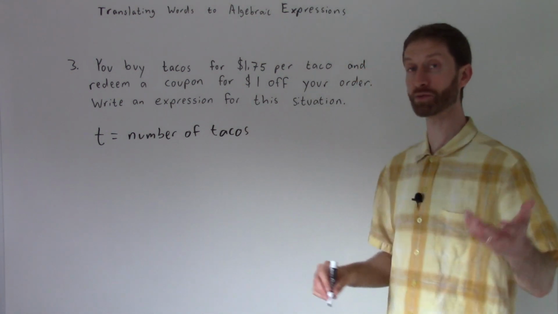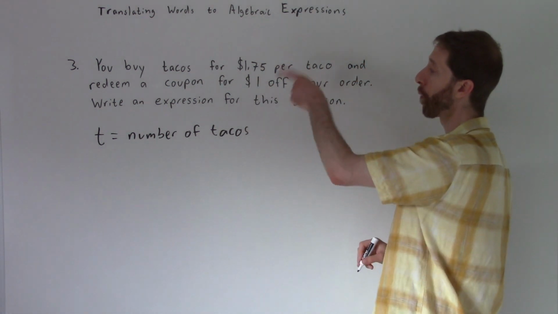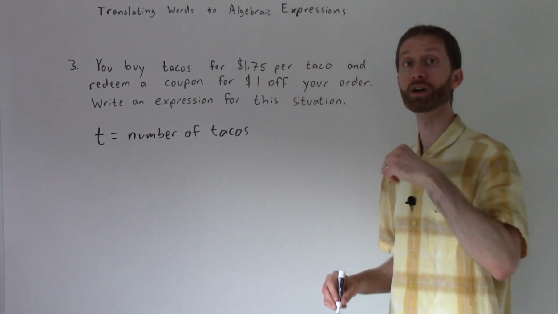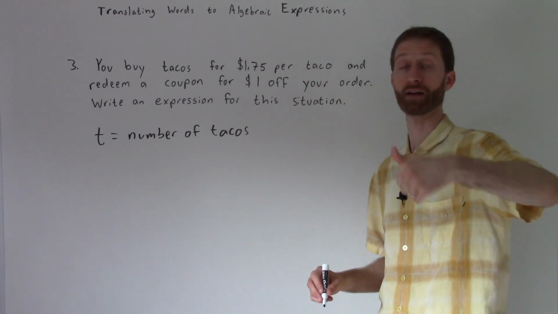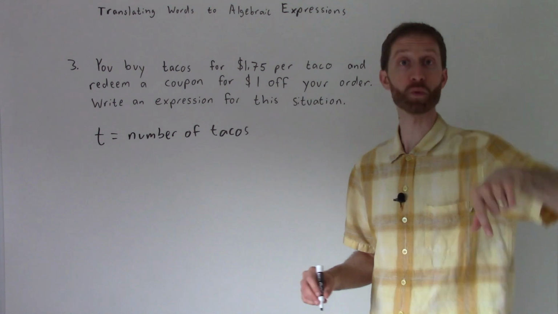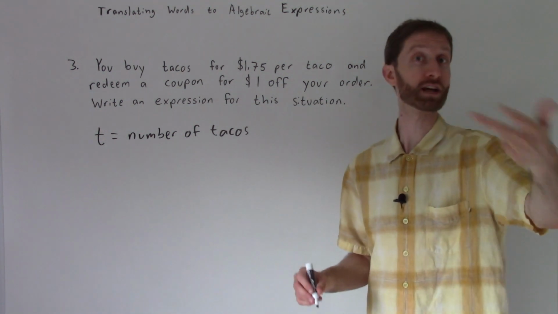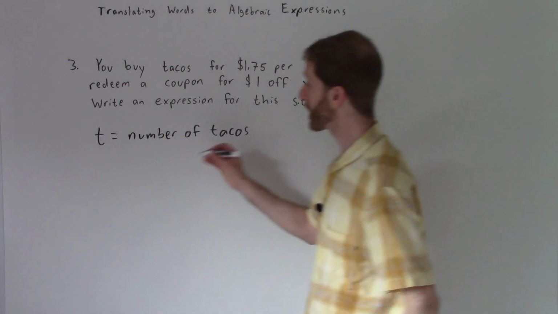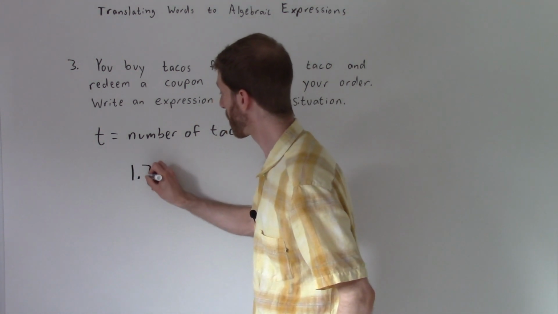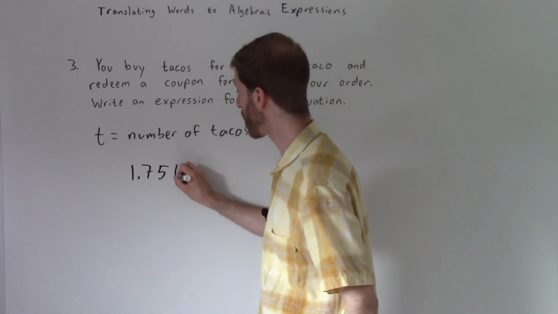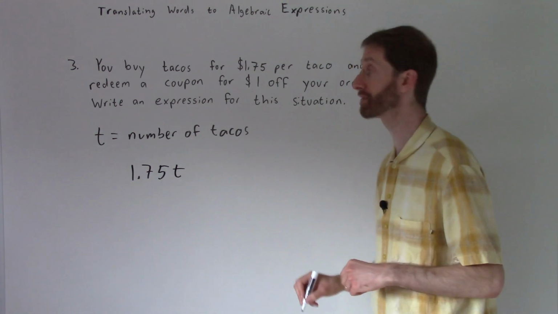Now let's translate as we read. It says you buy tacos for $1.75 per taco. So I buy one taco, it's $1.75. 2 tacos, 2 times $1.75. 3 tacos, 3 times $1.75. So I'm going to take $1.75 and multiply that by the number of tacos, or 1.75T.